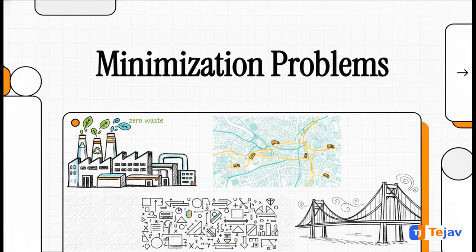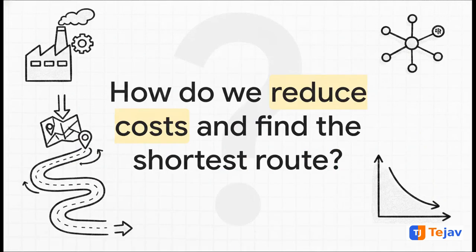Welcome to this explainer. Today, we're going to master the science of making things smaller, faster, and cheaper, because we are conquering minimization problems. So I want to ask you directly, how exactly do massive global companies consistently slash their production costs? Or how do our everyday GPS apps instantly plot the shortest possible route to our destination? And how does artificial intelligence actually learn to reduce its prediction errors over time? It kind of looks like magic, right?